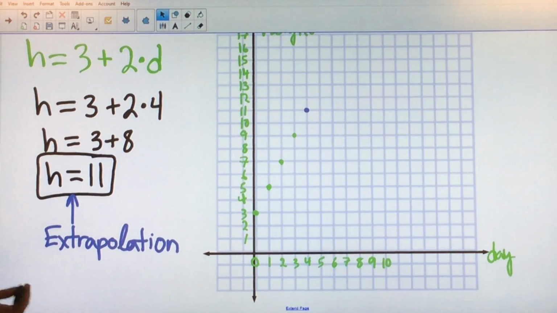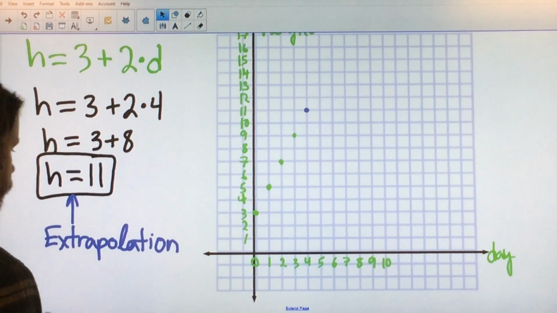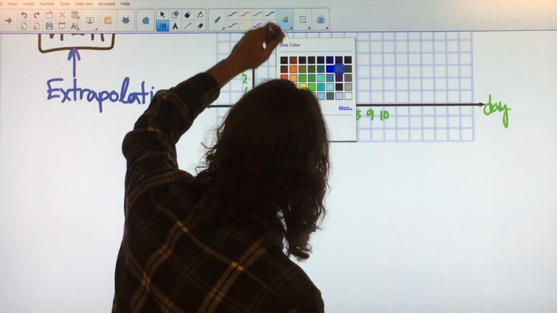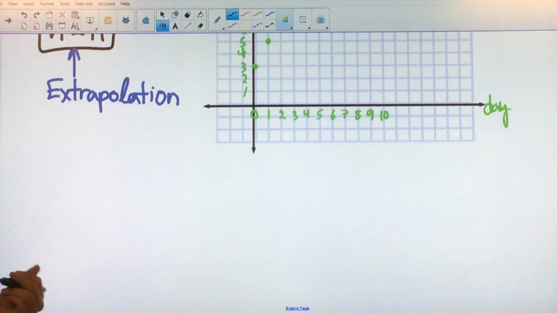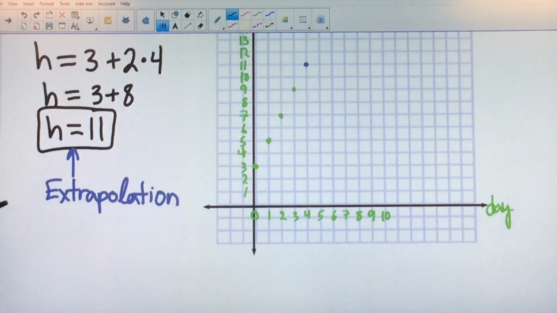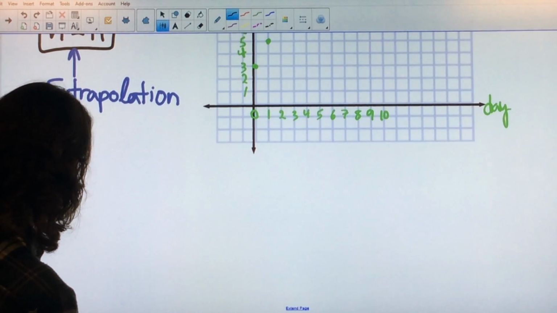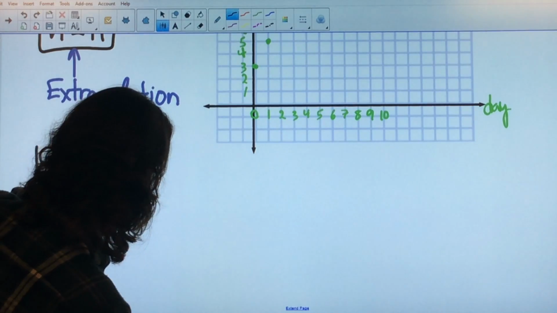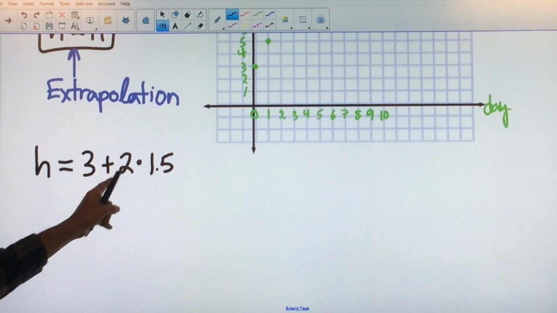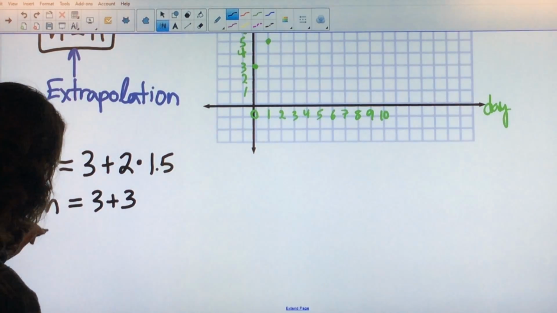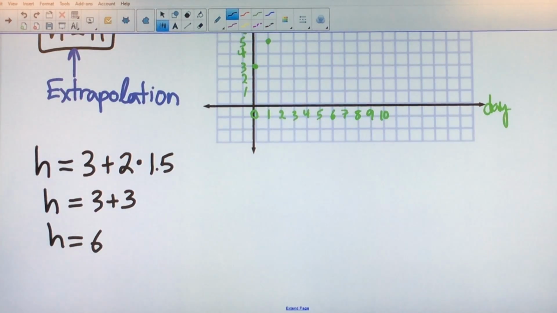So I'm going to make a prediction for what the height of the plant would have been after 1.5 days. That means I plug in 1.5 for my variable d, where my days go, to solve for the height. So my height is going to be equal to 3 plus 2 times 1.5 days. Following order of operations, 2 times 1.5 is 3. So H is equal to 3 plus 3, which is 6. So my model predicts that after 1.5 days, my plant would have been 6 centimeters tall.